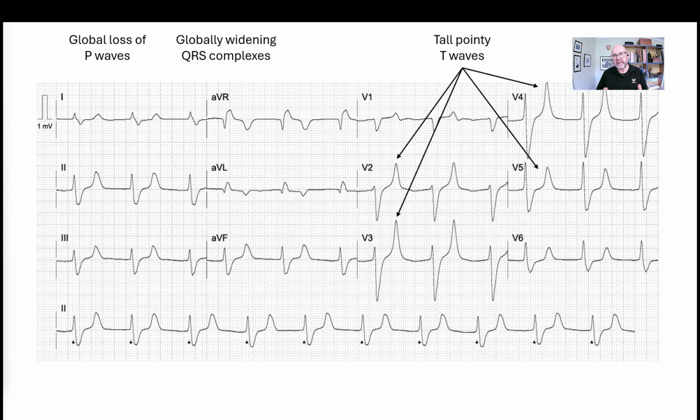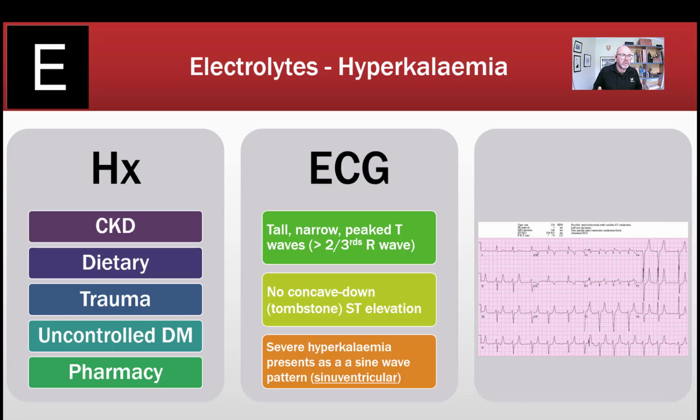There are a couple of other clear clues in this ECG. First is that the degree of hyperkalemia is relatively significant, in that moderate level, because we're seeing the widening of the QRS complexes across the entire ECG, and we have this global loss of the P waves across the entire ECG. The most common correlation between the ECG and the condition is going to be chronic kidney disease.